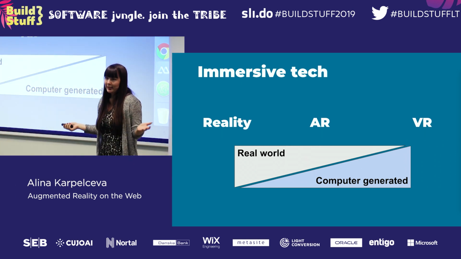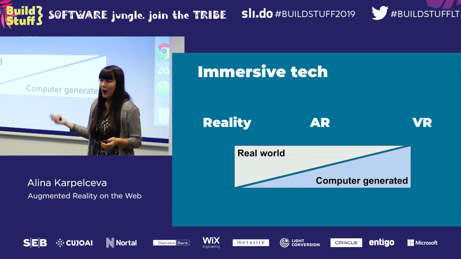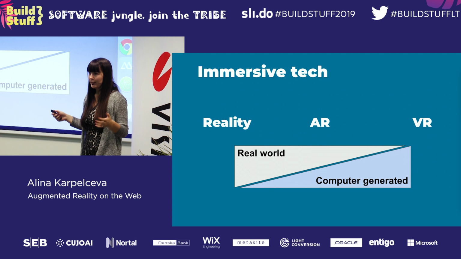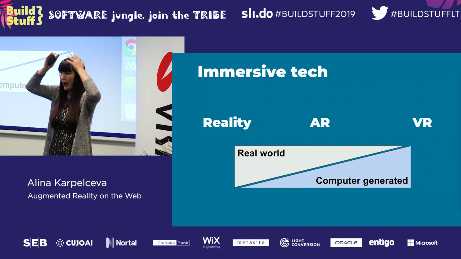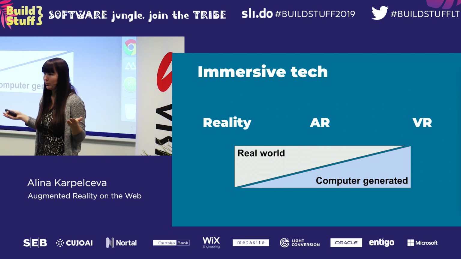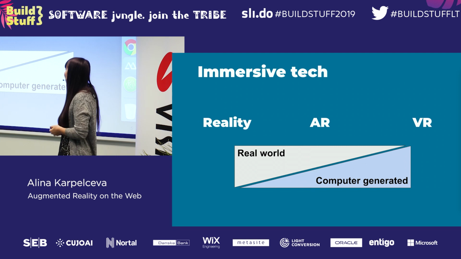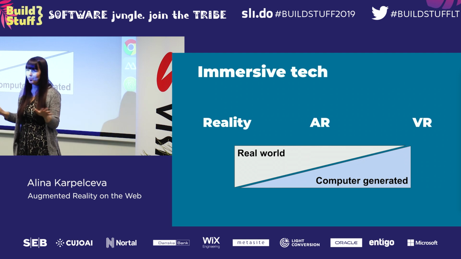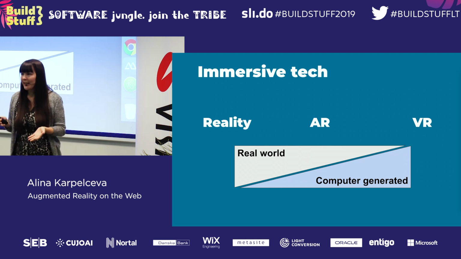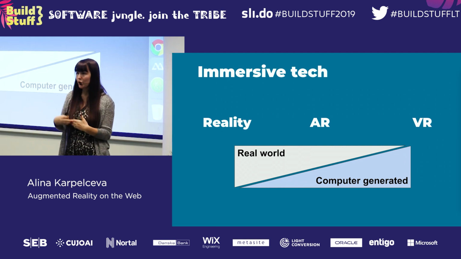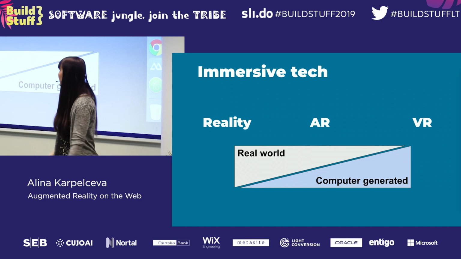So immersive tech is a set of technologies which include VR and AR. VR, or virtual reality, is a 100% computer-generated thing. We usually use a headset, and 100% of what we see inside the headset is virtual. When we take the headset off, we see the real world, or reality. And something in the middle is augmented reality. It's the real world, and on top of it, some virtual objects as a layer, right?